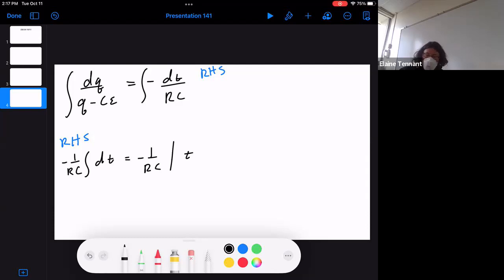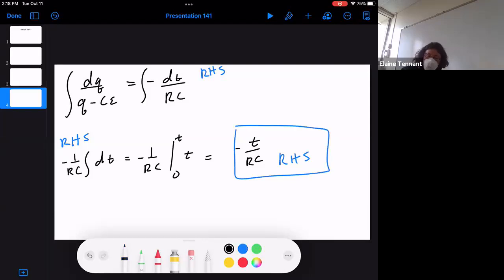So we need to put like a start and a finish. So what's a good place to start the time? 0. So we hit go on our stopwatch. 0 is a good time. And I don't have like a good time to finish, so I'll just put in like a placeholder. We'll finish at some time t. All right, that gives me that for the right-hand side, I have negative t over RC.